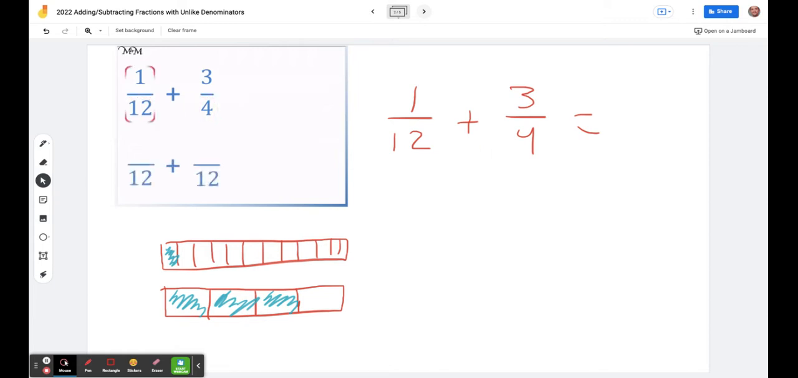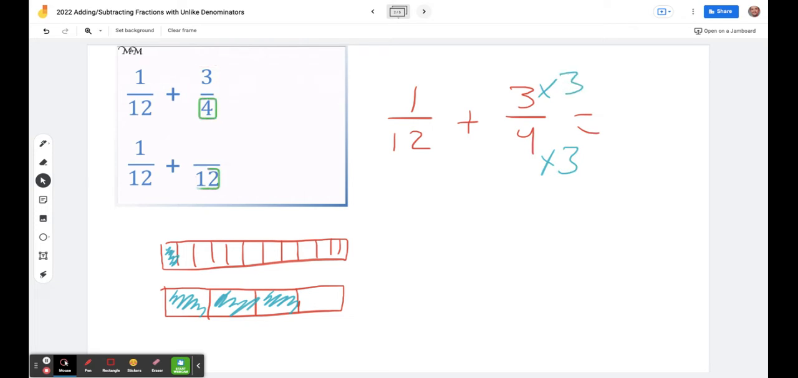You could use the butterfly method here, but what I really want you to do, kind of what we've done with decimals, is assess the numbers and see if there's a better way. So always start with the smaller denominator and see if it goes into the bigger denominator. So we have a 4 and a 12. Does 4 go into 12? It does. How many times? 3 times. So what we want to do is multiply both of these numbers by 3.